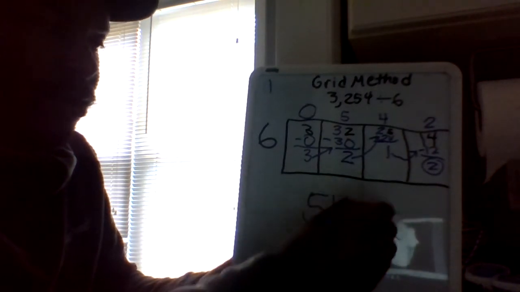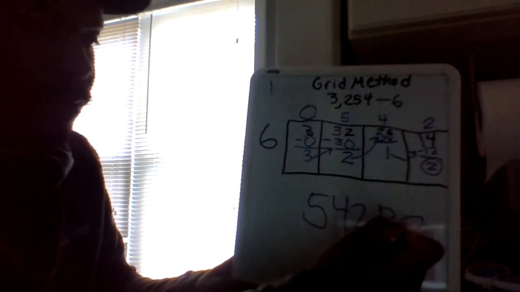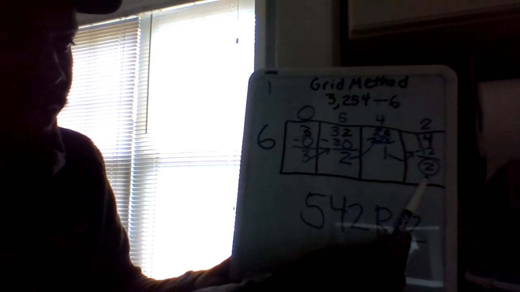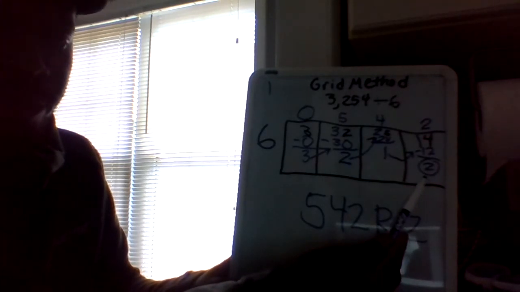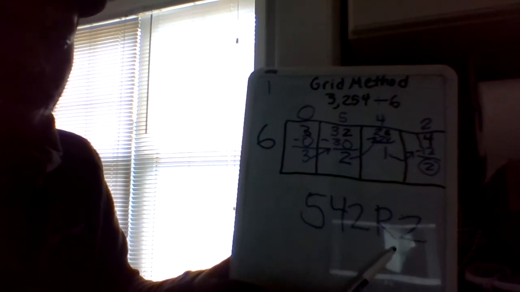with a remainder of, sorry, not with a remainder of 6, a remainder of 2. That is what is left over right here. So whatever's left over after you finish your last part of your grid, that is now your remainder.